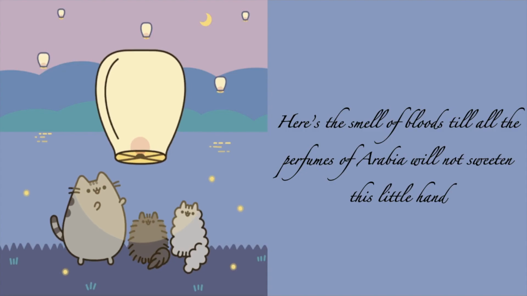The second example is, here's the smell of blood, till all the perfumes of Arabia will not sweeten this little hand. This sentence shows us how the speaker says that the smell of blood on this tiny hand will not fade even though it is washed with all kinds of Arabian perfume, where we know that Arabian perfume is famous for its strong and long-lasting smell. So it is clear that the author is giving an overstatement over the smell of blood.